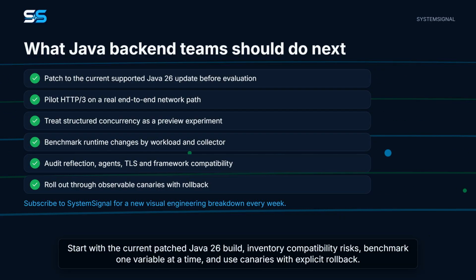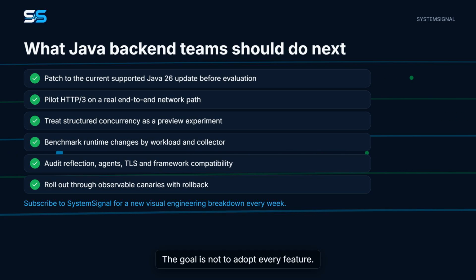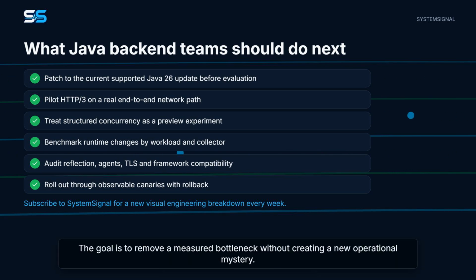Start with the current patched Java 26 build, inventory compatibility risks, benchmark one variable at a time, and use canaries with explicit rollback. The goal is not to adopt every feature. The goal is to remove a measured bottleneck without creating a new operational mystery.